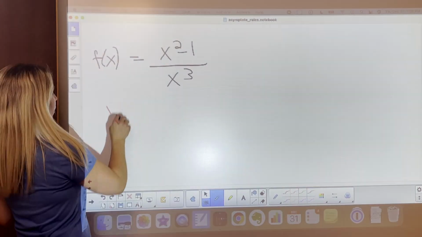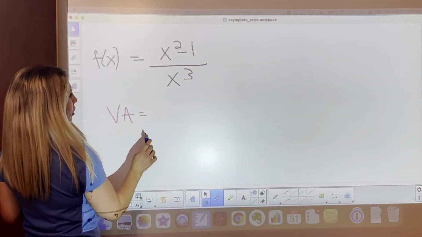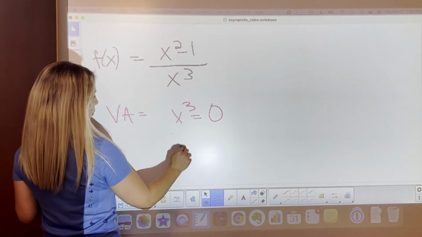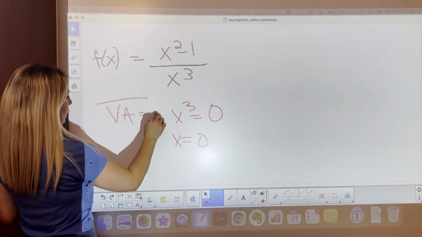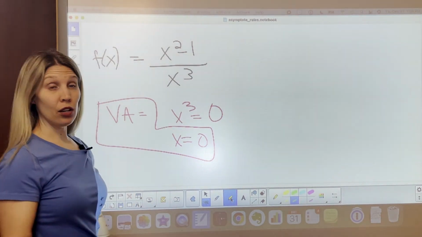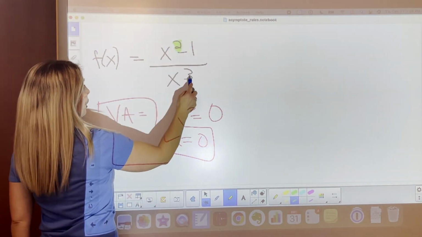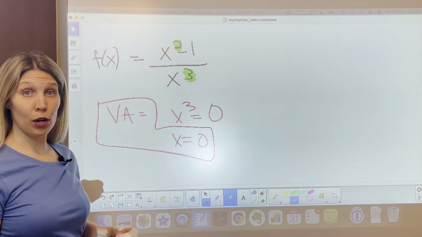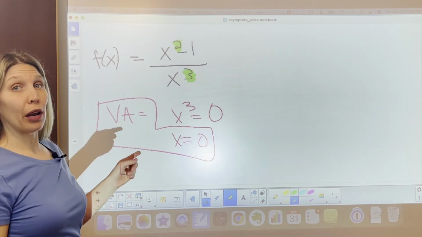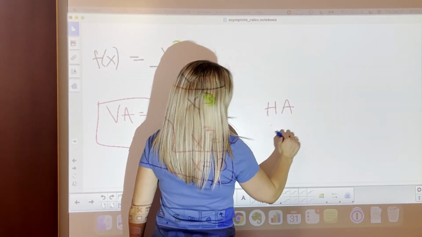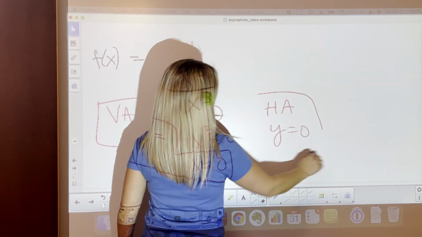Okay, one more. Again, vertical asymptotes. Again, you're going to take your denominator equal to 0, so x is just equal 0. So that's for your vertical asymptote. For your horizontal asymptote, again, you're going to look at the degrees of your variable, and your numerator is smaller than your denominator. So do you remember what that is? This is another one where your horizontal asymptote is just 0.